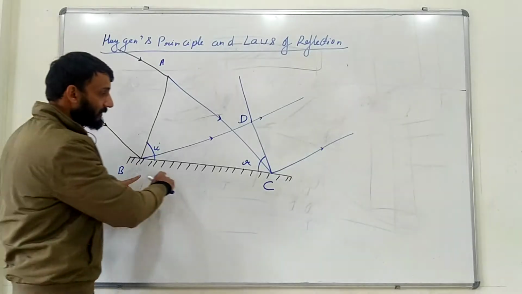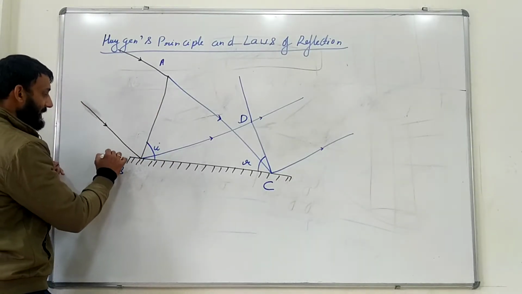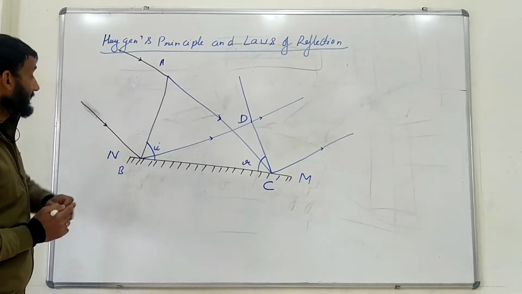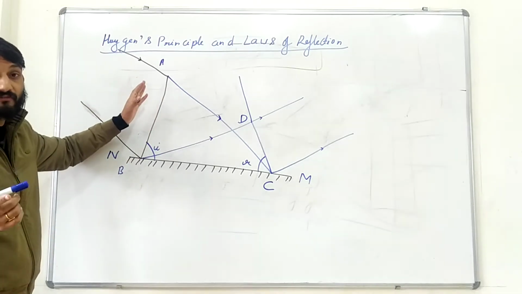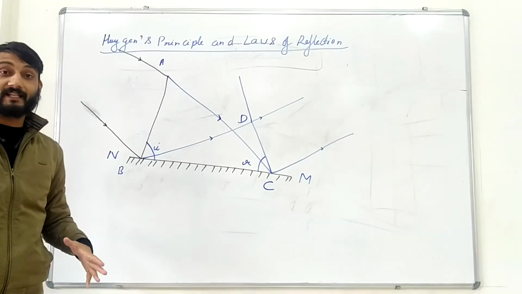So we have taken a mirror. This is a plane mirror. Let me name this plane mirror NM. So NM is the plane mirror. This is a wavefront, AB is a wavefront. Why are we using a wavefront? Because Huygens Principle is all about the wavefront, light travelling as a wavefront.